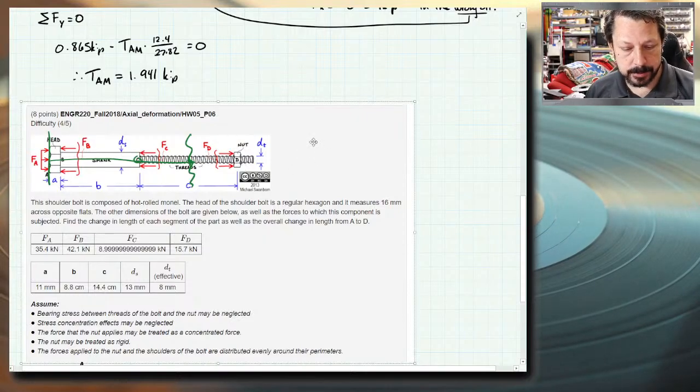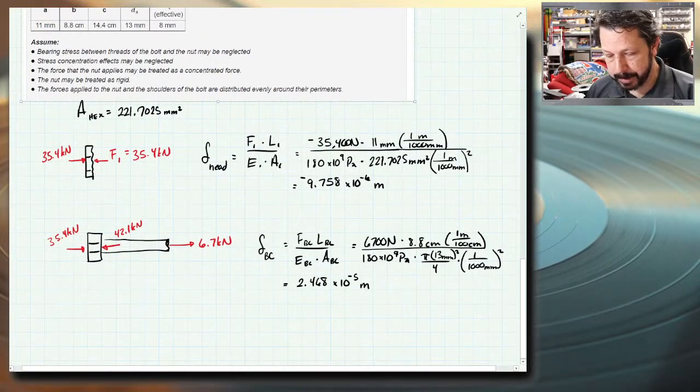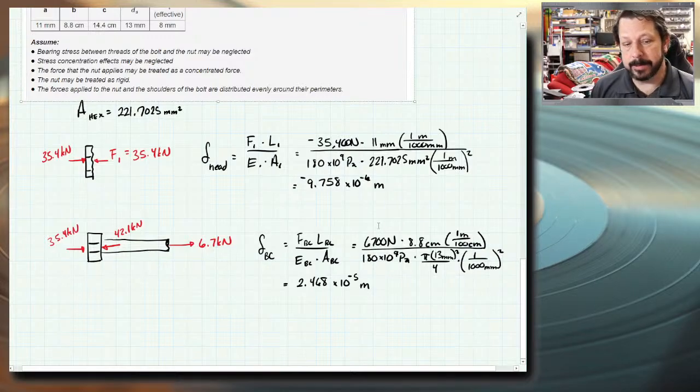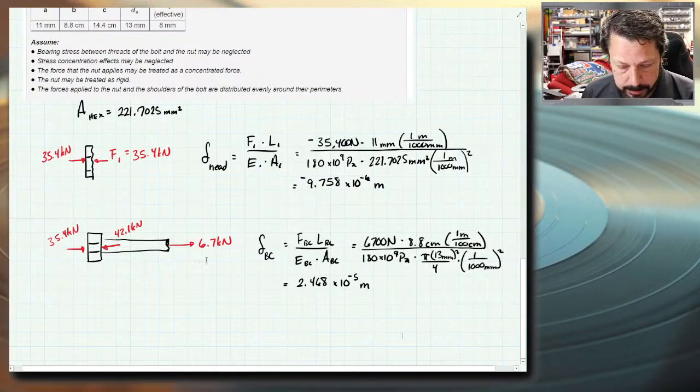Not tricky, a little time consuming, and plenty of room to make careless mistakes in there, which is going to be the issue on an axial deformation. They're not particularly hard problems, but there's a lot of room to make some kind of math error in them.